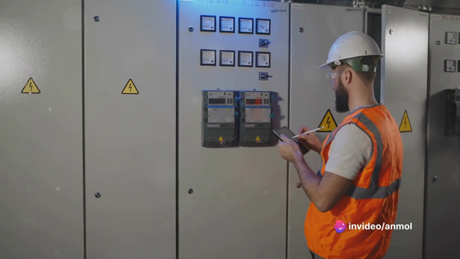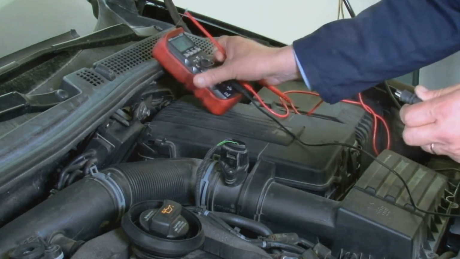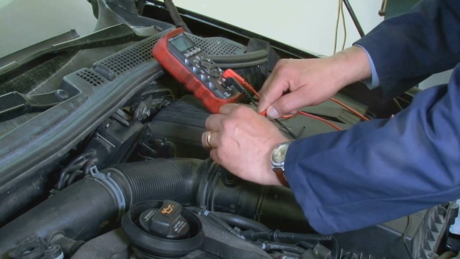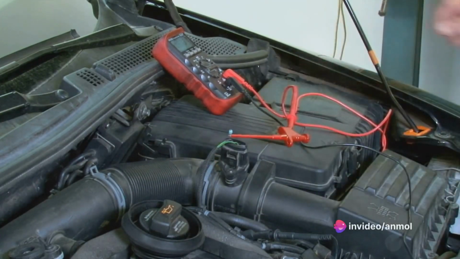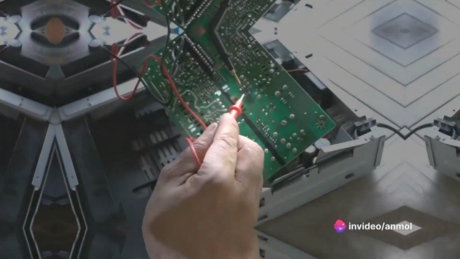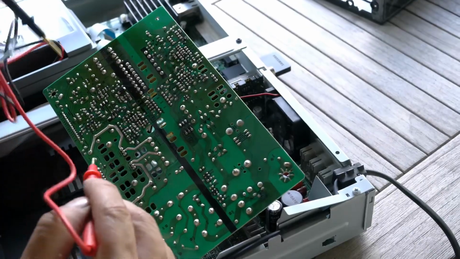It helps us narrow down the possible causes of the problem until we find the culprit. It's like being a detective, but for electrical equipment. By methodically checking each component, we can pinpoint the source of the problem, bringing us one step closer to a solution. With the problem identified, we now move on to the final phase, rectification.